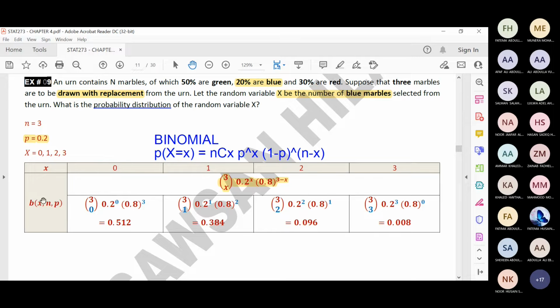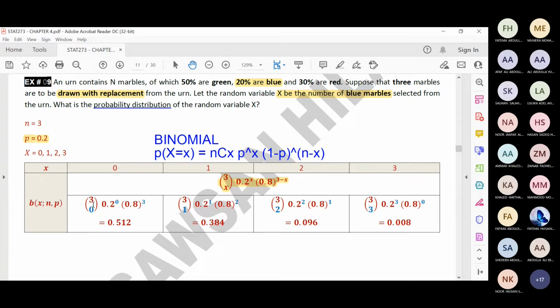If X is 0, what is the probability? See this notation, small letter b: it means what is the probability to get 0? What's the probability to get 1? What's the probability to get 2? What's the probability to get 3? So this notation here simply means the probability.